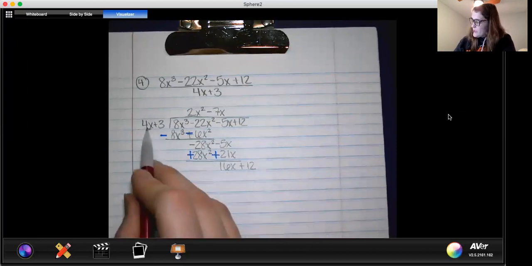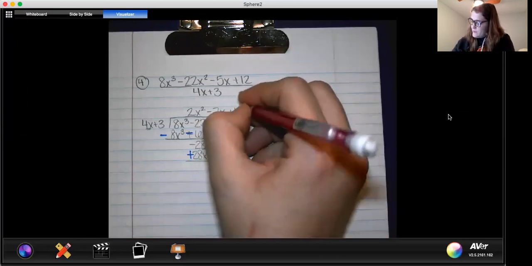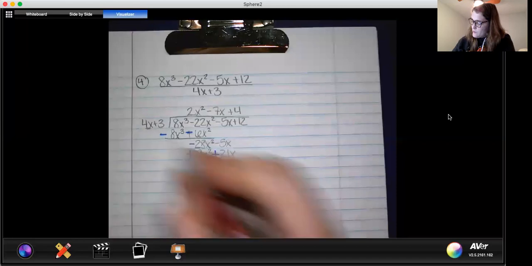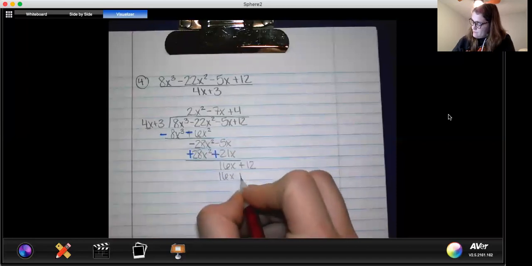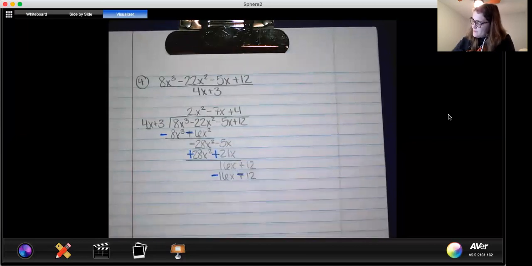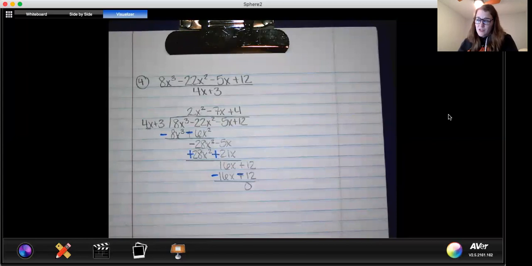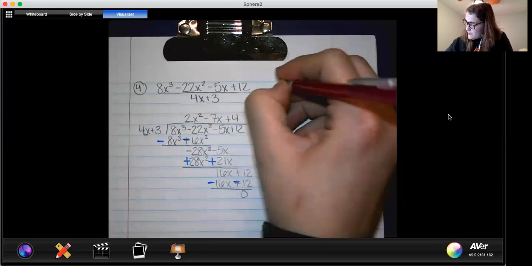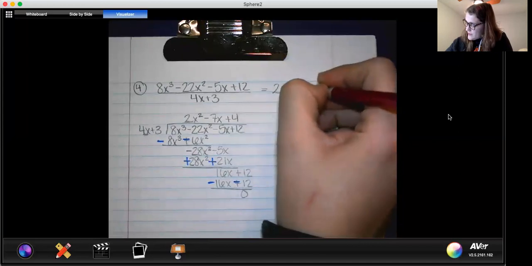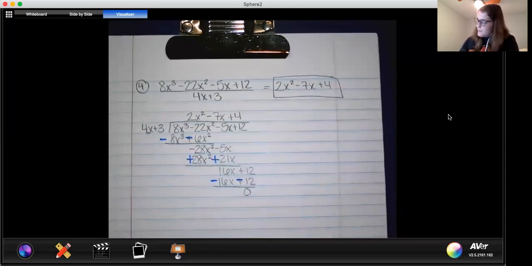16x divided by 4x, or what times 4x will get me to 16x, is positive 4. Multiply. Subtract. And we get 0. So therefore, we have our answer. Again, it's not required that you check every single answer, but if you do check this answer, you will find that this is the correct answer. So good work. Okay, we have one more, number 5.